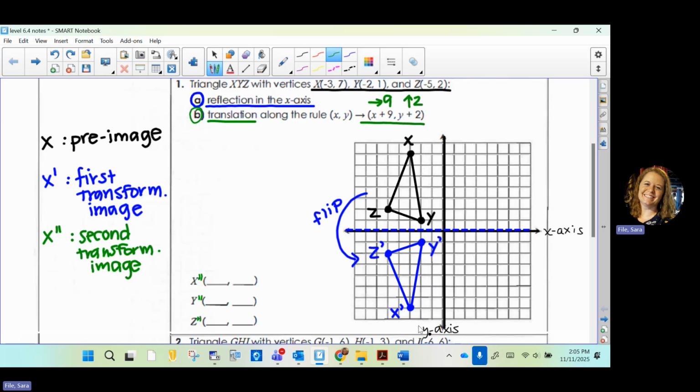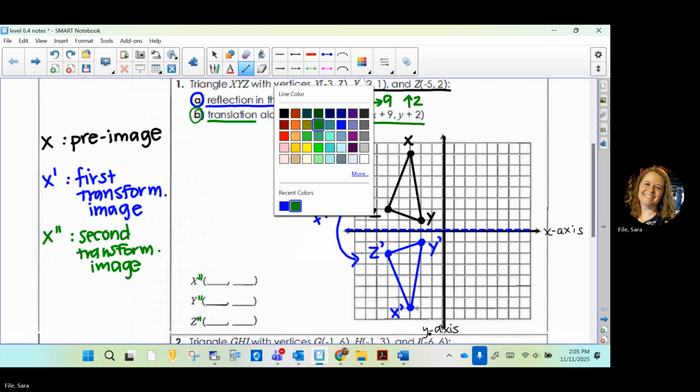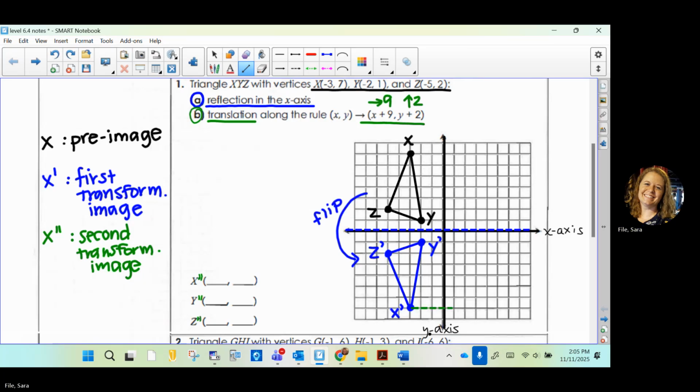Okay, so I'm going to start with the X. I'm going to take that and go right 9. And then -9, would it go left? Yes. And then if it was -2, it'll go down. Yes. So if it's Y -2, it'll go down.